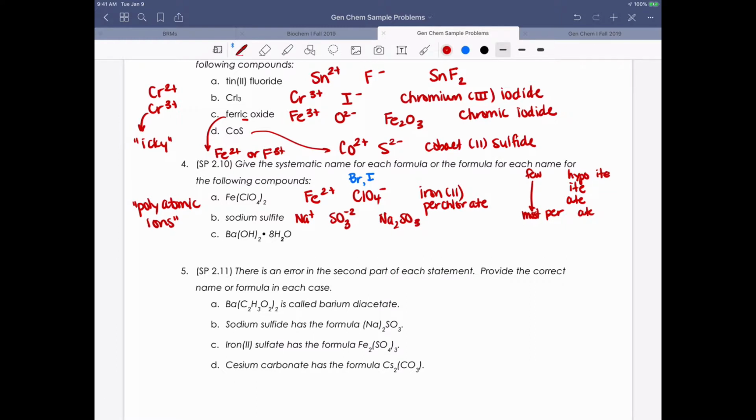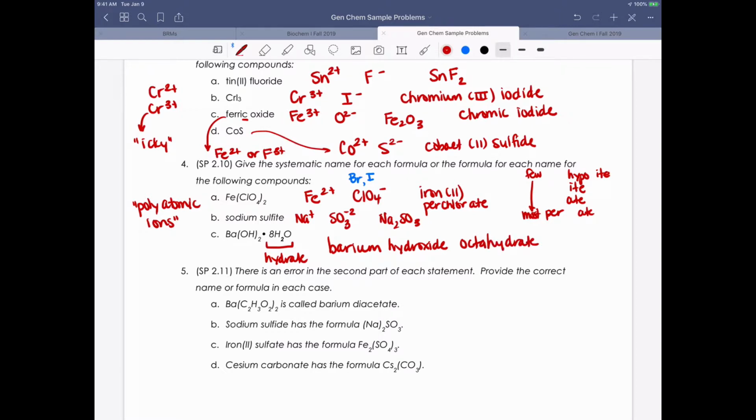This last little one introduces us to the concept of thinking about water that we can have associated with an ionic compound. In that case, we need to indicate the number of waters that are present. This water is called a hydrate. We first have to name the salt, and then we have to put the word hydrate at the end with a prefix that tells us how many waters. So this guy is going to be barium hydroxide, and then octa for the 8 waters, hydrate.